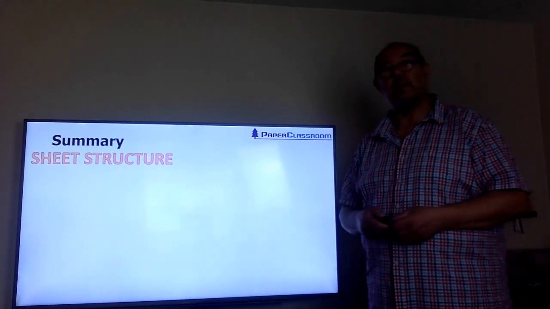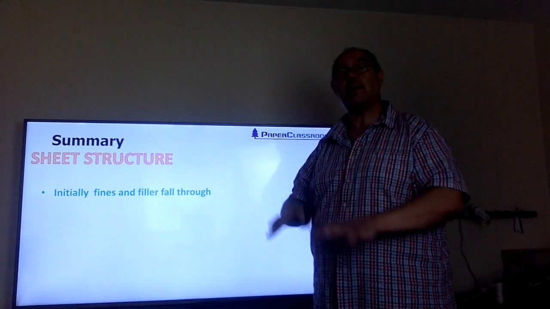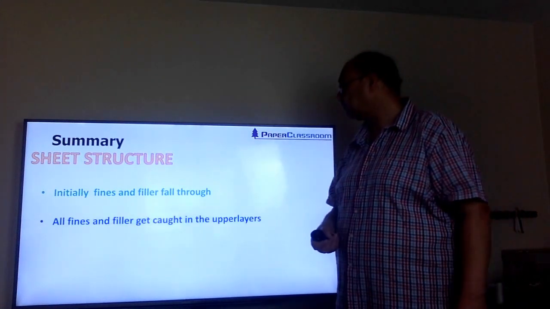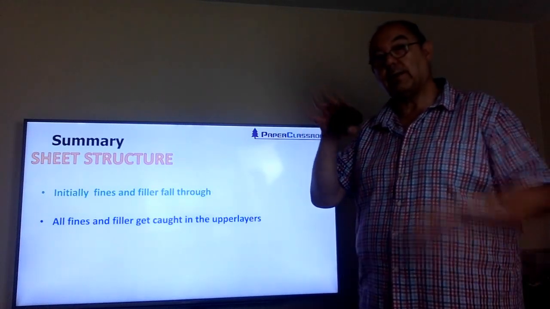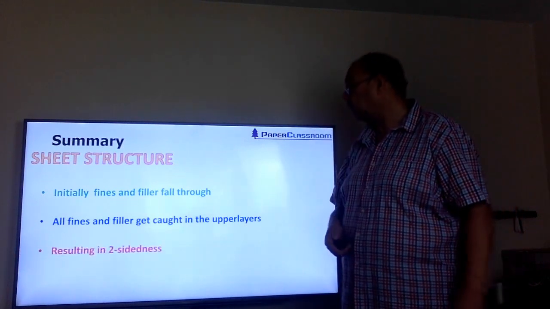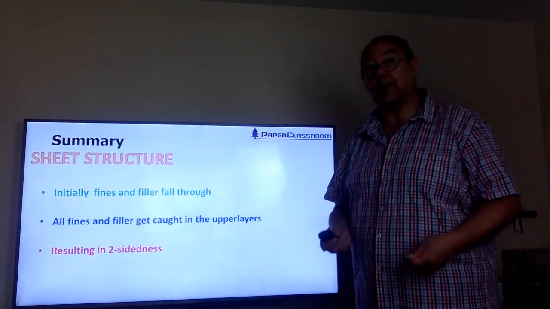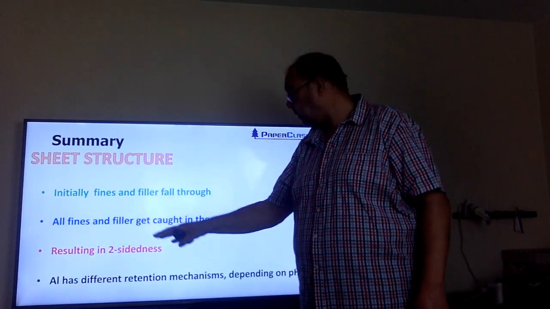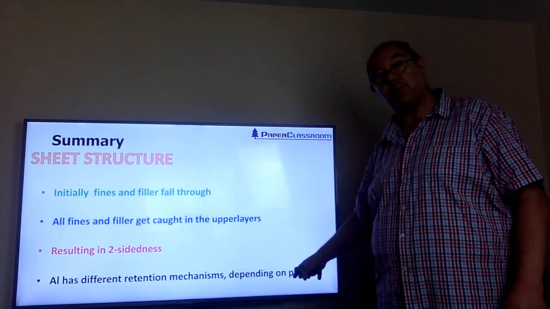So, a summary of our little video on sheet structure. Initially, all the fines and the fibres will fall through the forming mat. All the fines and filler will get caught in the top layers, and there'll be a gradation as you go through. That will easily result in a very two-sided sheet. And aluminium has different retention mechanisms depending on the pH.